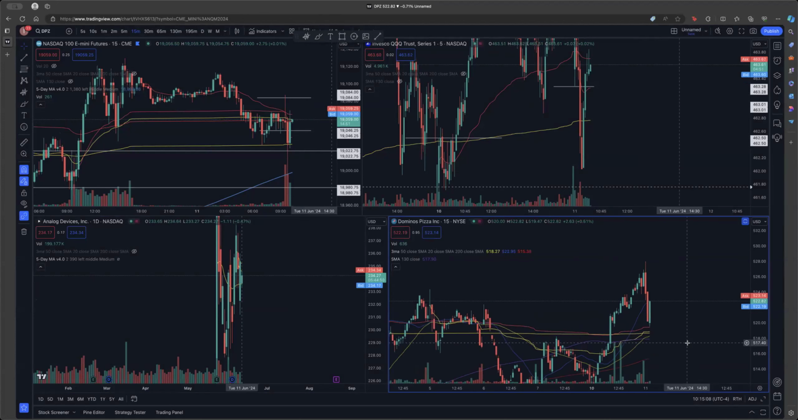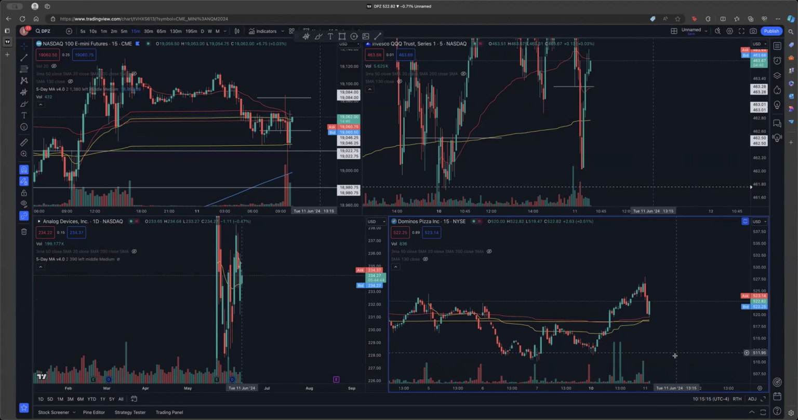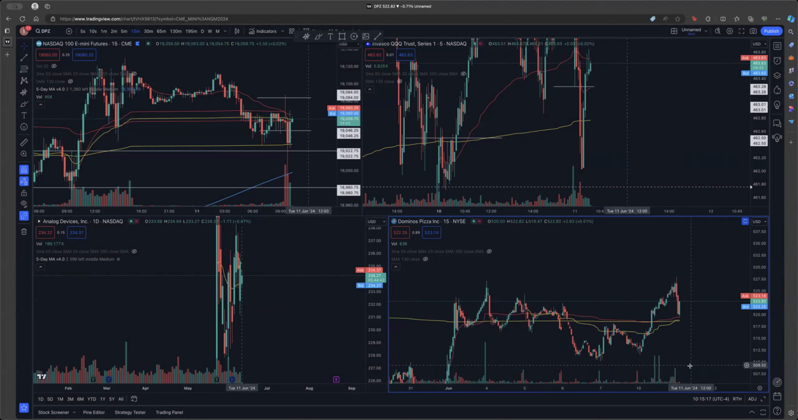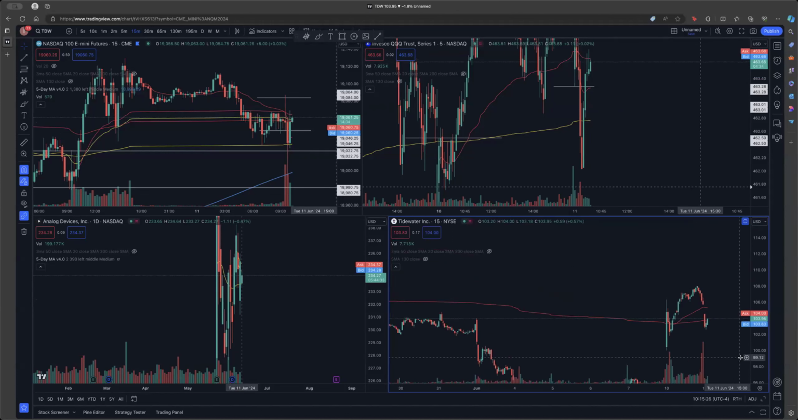I would suggest you wait for it to recover the VWAP here. But if you're going to buy DPZ, if you have work and can't pay attention to exact, proper entries, and you're entering DPZ right here, your stop loss should be at 510. And if you're entering TDW, your stop loss should be at these lows right here at 100.